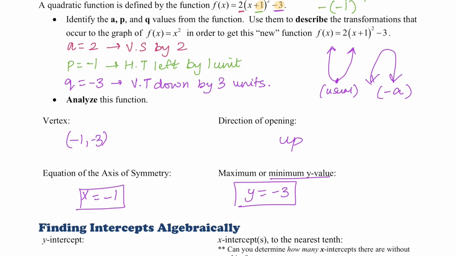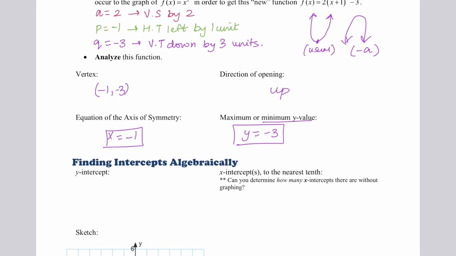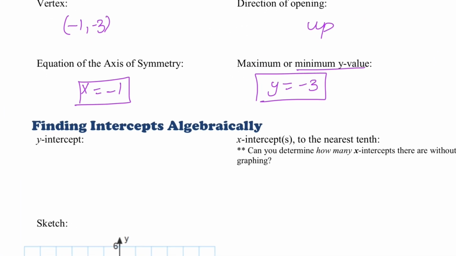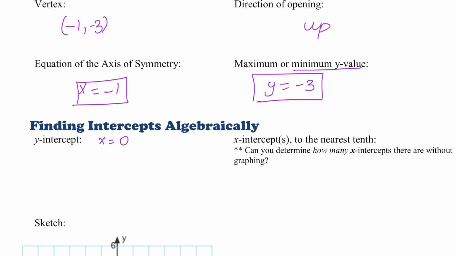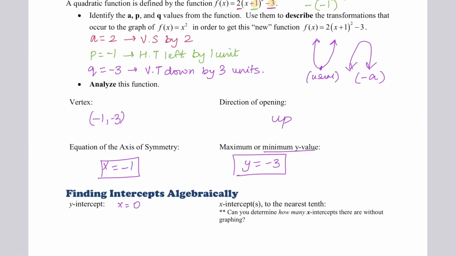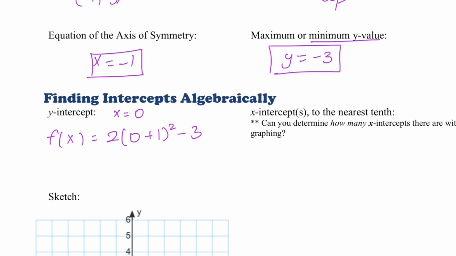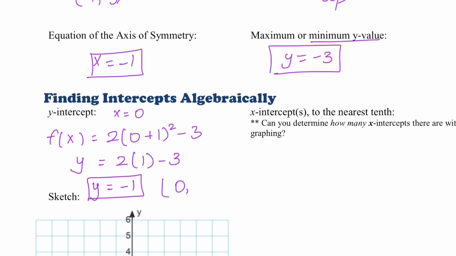Okay, now let's try figuring out our intercepts using algebra. So the y-intercept is when x is equal to 0. So we'll just put that in the equation. We have f of x is equal to 2 times 0 plus 1 squared minus 3, which is just y is equal to 2 times 1 squared, which is 1, minus 3. Y is equal to 2 minus 3, which is -1. Right, so it'll be 0 comma -1 as one of our points.